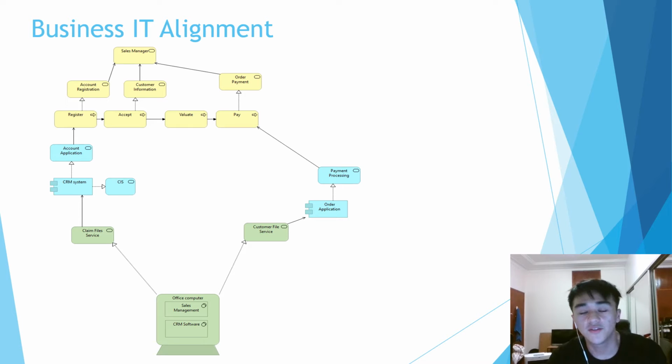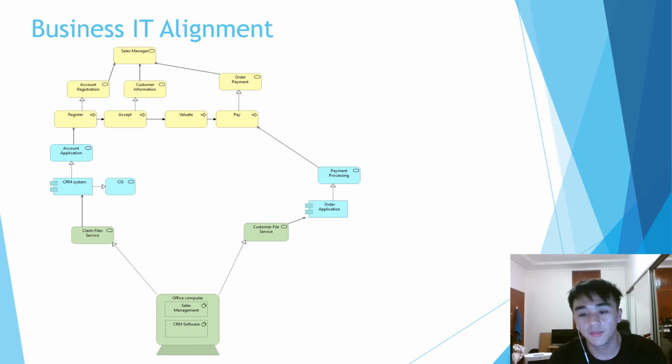The application service of payment processing will serve the payment process pay, whilst the order application component will realize payment processing due to its critical role in the creation of the entity. And finally, the application layer model will be supported by the technology layer model.